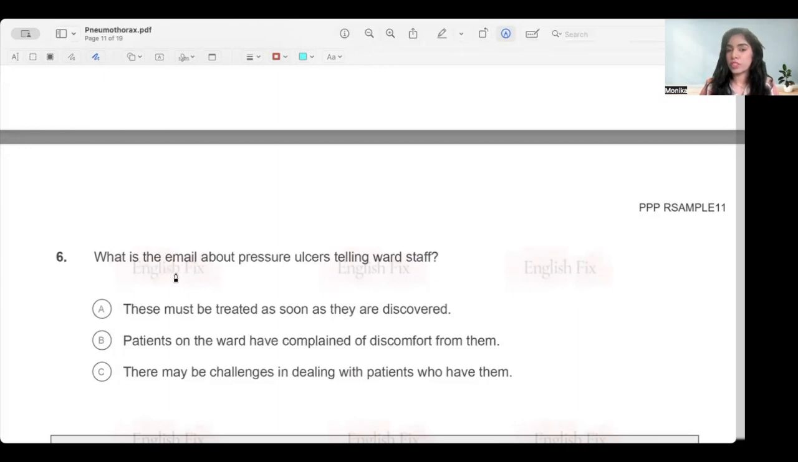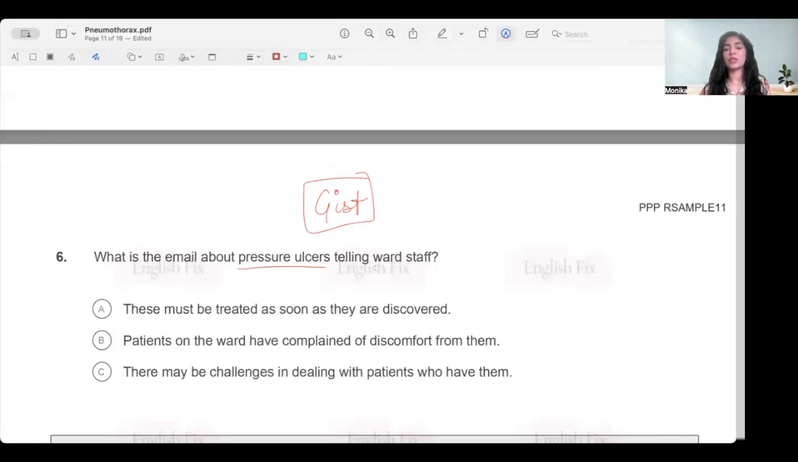It doesn't really create that much of a difference. So how about the question type? What is the email about pressure ulcers telling ward staff? When you look at it, it seems like it has given us a lot of details, but this is what we call a gist question. And why am I sure that this is a gist question? Because you will notice here that they're saying, what is the email about pressure ulcers? So that means the entire email is about pressure ulcers.